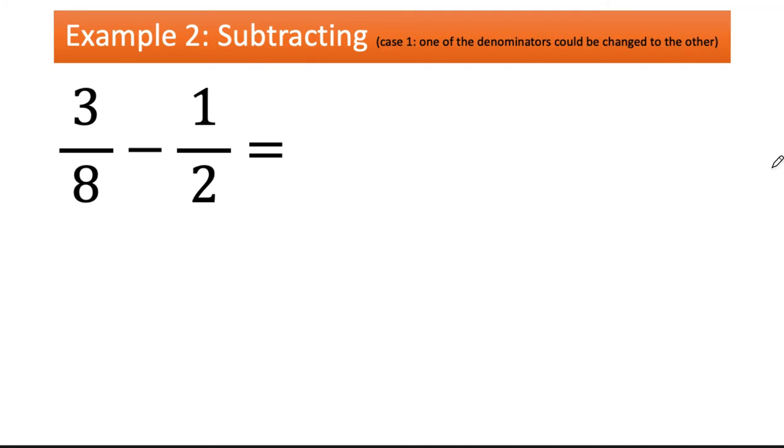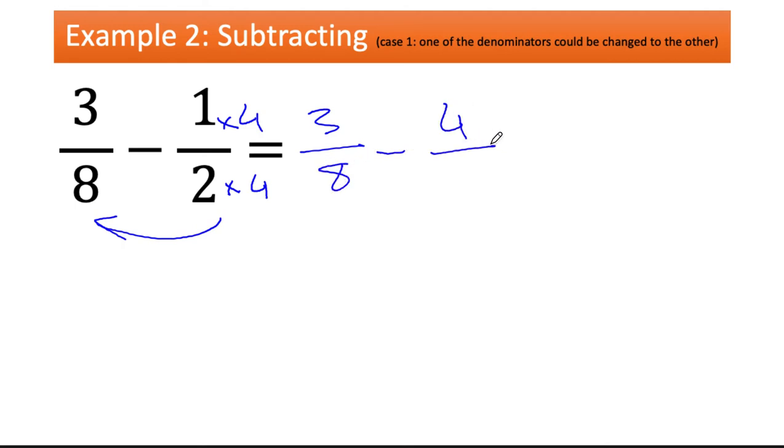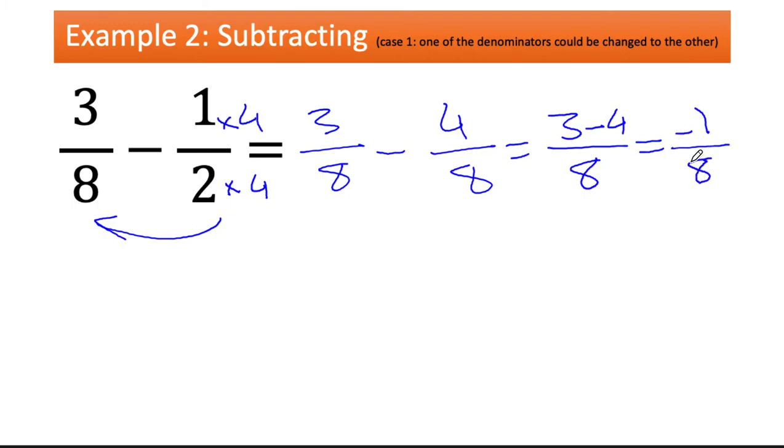Now, example 2 with subtraction. The same case 1, if one of the denominators could be changed to be the same as the other. Now, I have 8 and 2. I know that 2 could be 8 by multiplying it by 4, so I multiply both numerator and denominator by 4, so I will have 3 over 8 minus the new fraction here, which will be 4 over 8. Now, wow, it's common denominators, so I will put 8 here and I will put 3 minus 4, so the answer now will be negative 1 over 8. Okay, I can't simplify more, so that's it.